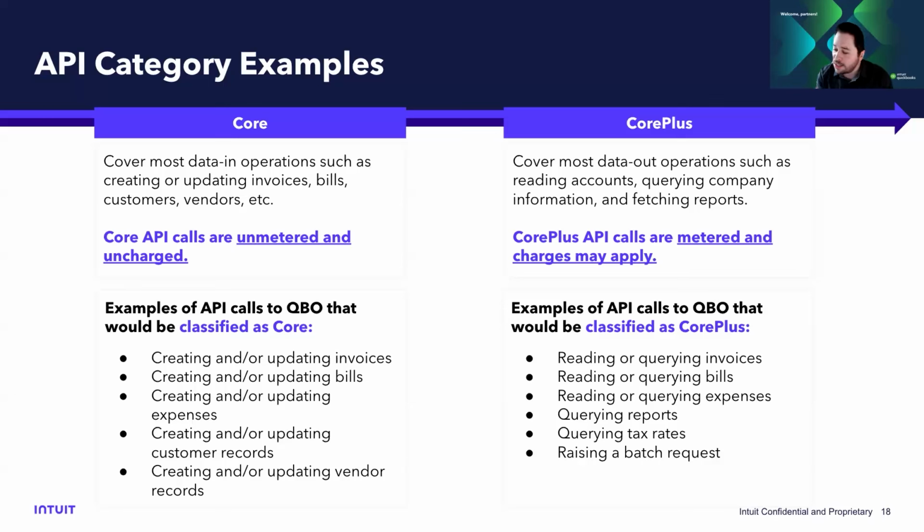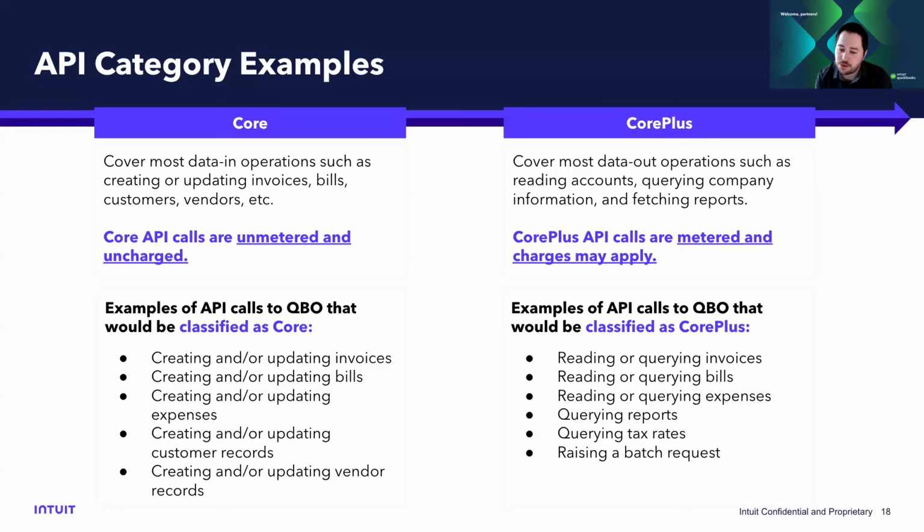If we shift to Core Plus, this is really covering most data-out operations. So think of things like reading accounts, querying company information, or fetching reports. These API calls are metered and charges may apply. We'll cover that in just a sec.